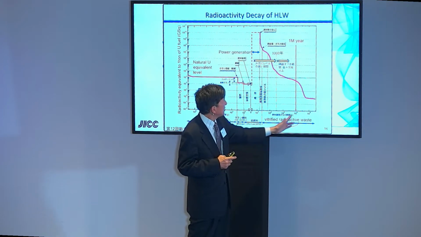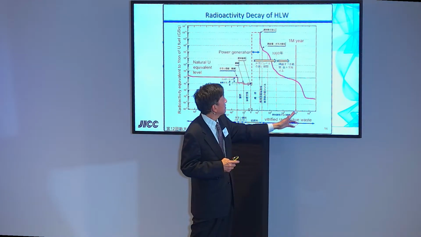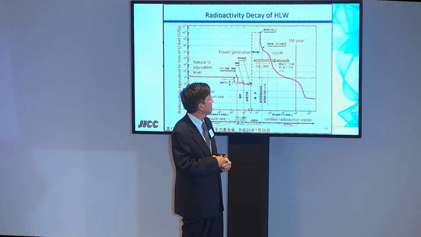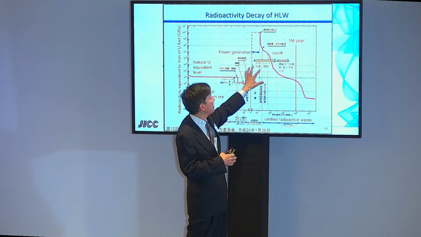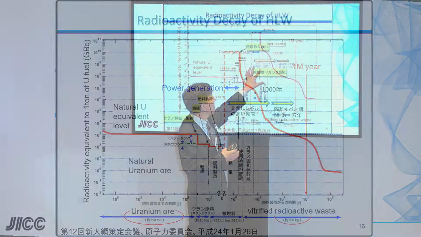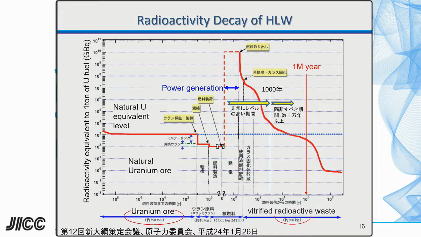The problem is that this is 1 million years. And usually for a nuclear power plant, the high-level radioactive waste will be maintained or kept watch over for 10,000 years or 100,000 years, a very long time. This is a problem. And actually, when we compare to the initial level of the radioactivity, this is the natural uranium level. It takes several tens of thousands of years, right?